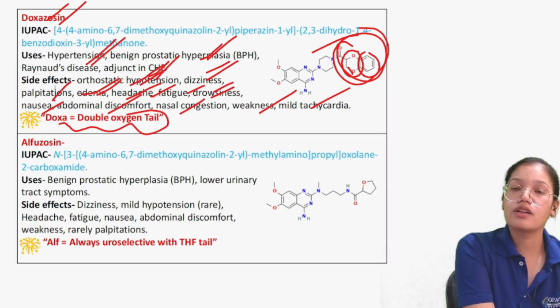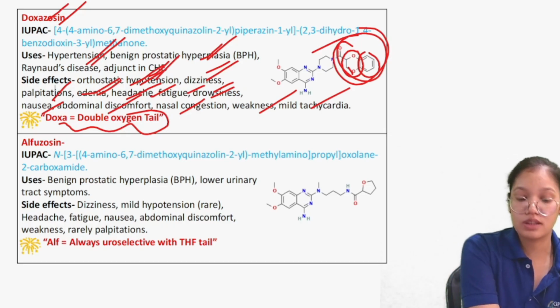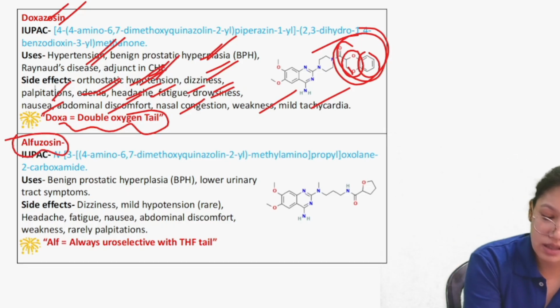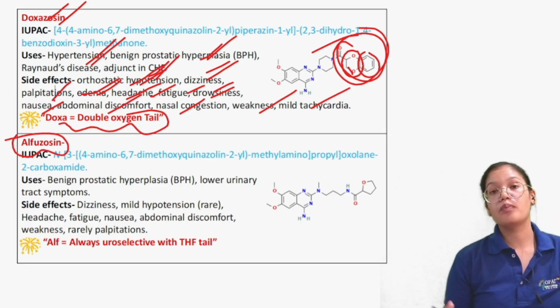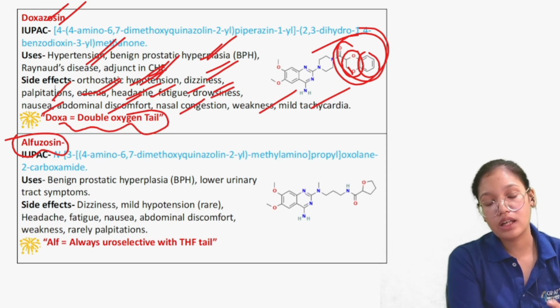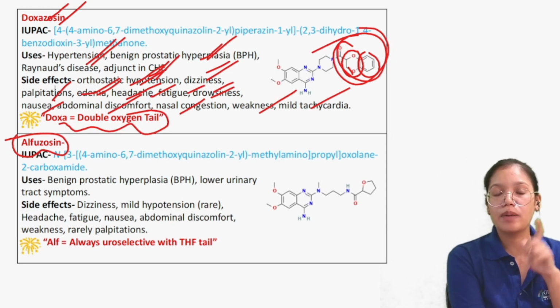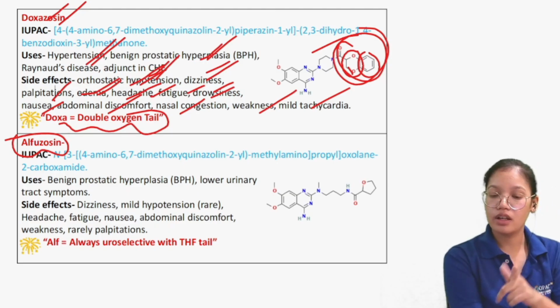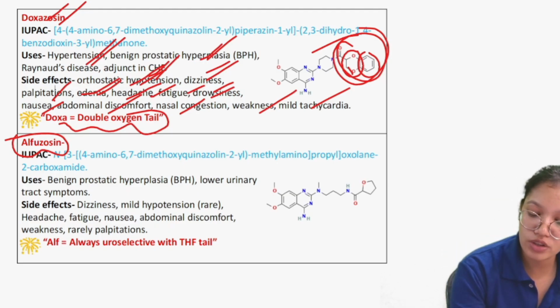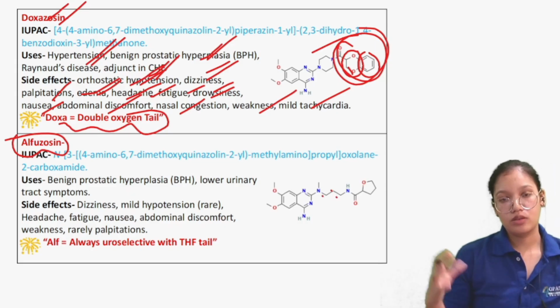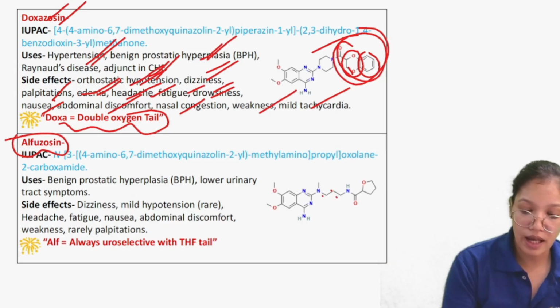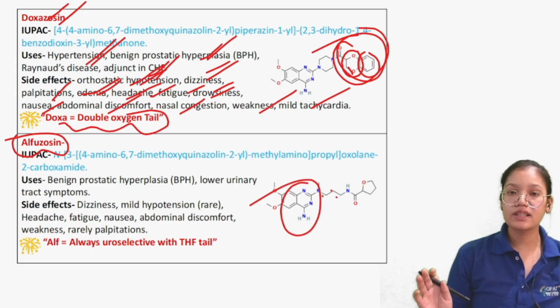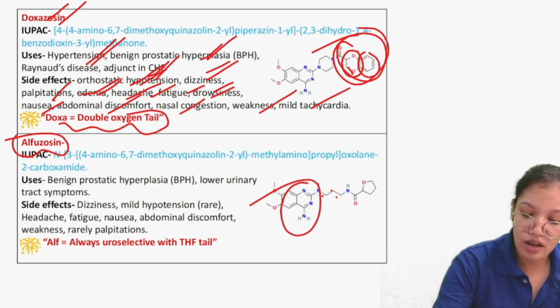Then the next drug we have here is silodosin. Silodosin has a somewhat different structure compared to prazosin, terazosin and doxazosin. In silodosin we do not have a piperazine ring here. In others we had the piperazine ring, here we don't. Here we have a long chain of 3 carbons, nitrogen attached on both sides, and an indoline ring is there.